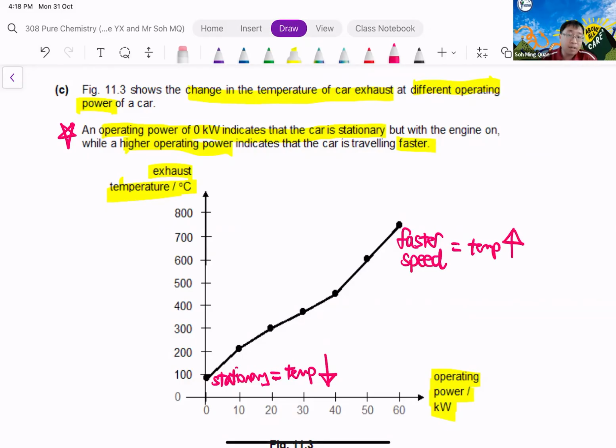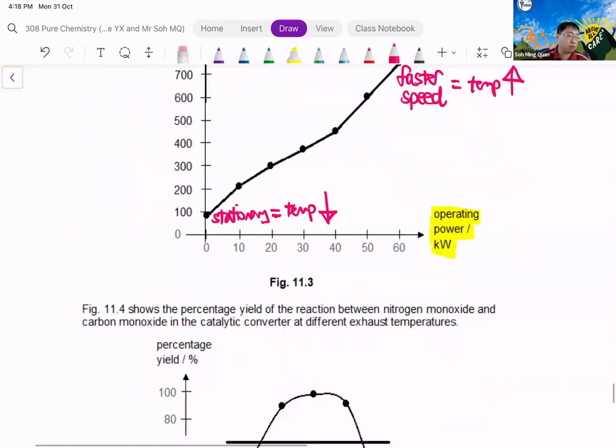Okay? Now, to do this kind of graph questions correctly, pay attention to the axis. Write down the trend. Stationary, faster speed. Temperature low, temperature high. This is important because you've got to make sense of it with the next graph.